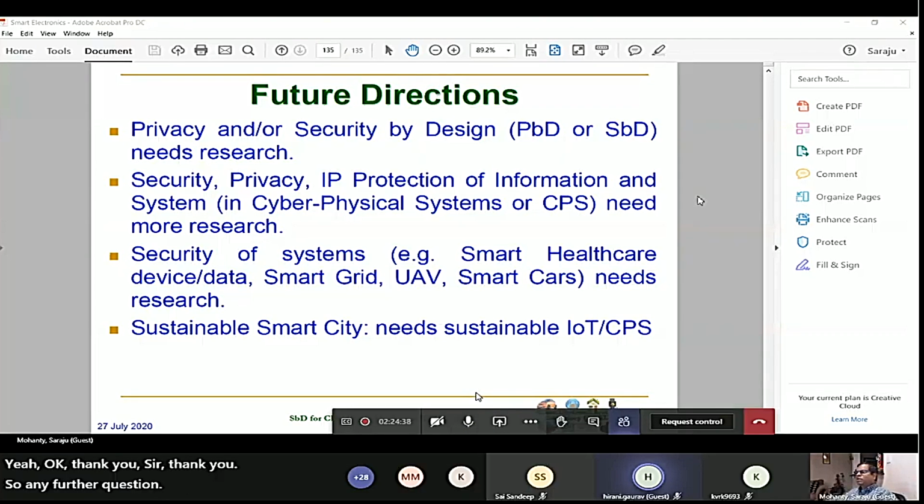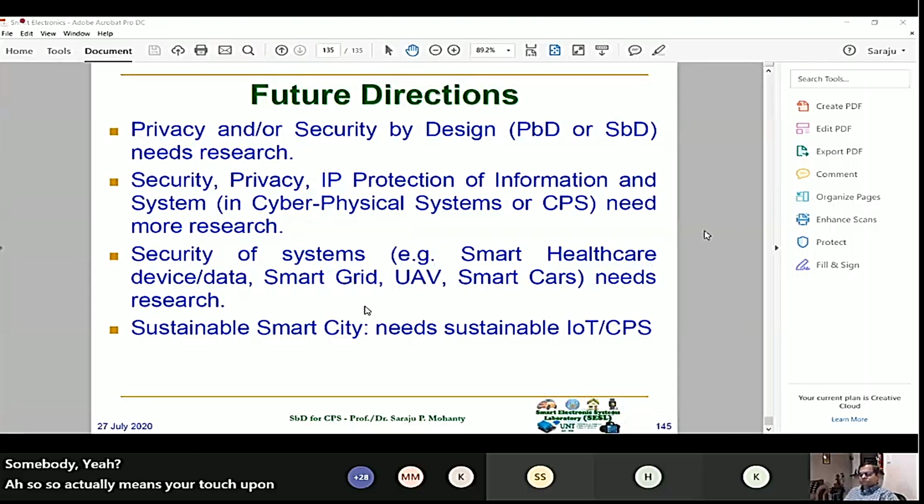Sir, you have touched upon a very sensitive topic for security in IoT and CPS, because particularly in India, people still do not have trust in this kind of security, especially in Bitcoin or telemedicine, because they are not accepting such technology due to some security vulnerability.